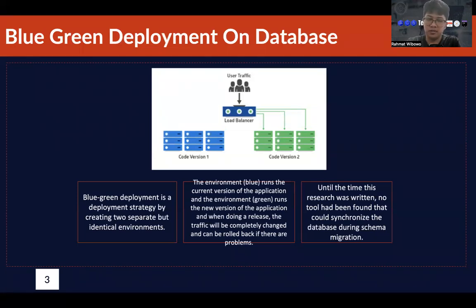Blue-green deployment is a deployment strategy that creates two separate but identical environments. The blue environment runs the current version of the application, and the green environment runs the new version of the application. When doing a release, the traffic is completely changed from the blue one to the green one, and can be rolled back if there are problems or errors. But until the time of this research was written, no tool had been found that could synchronize the database during schema migration.